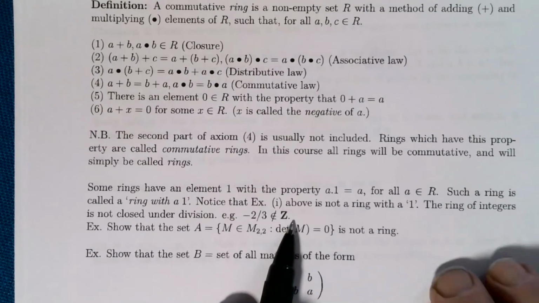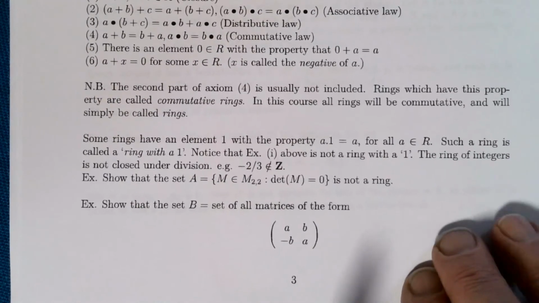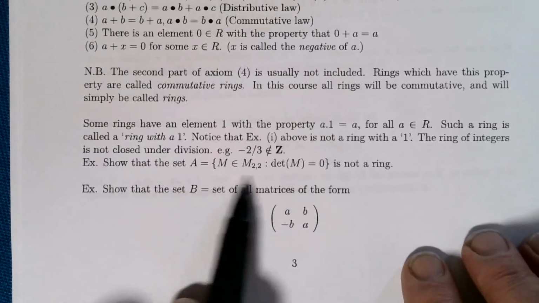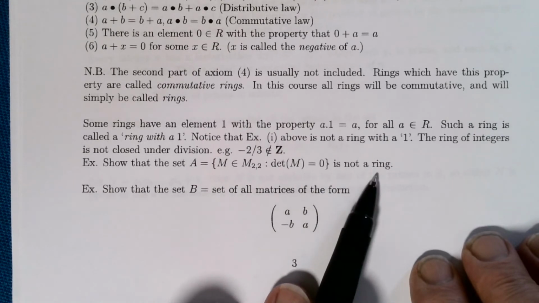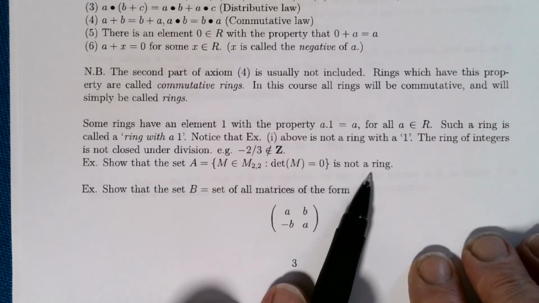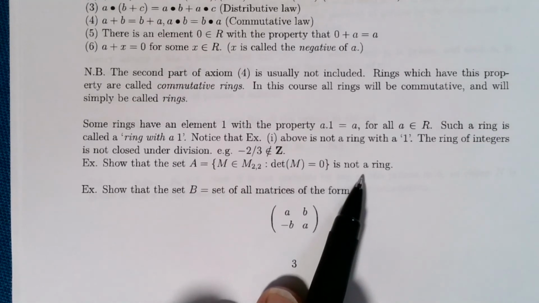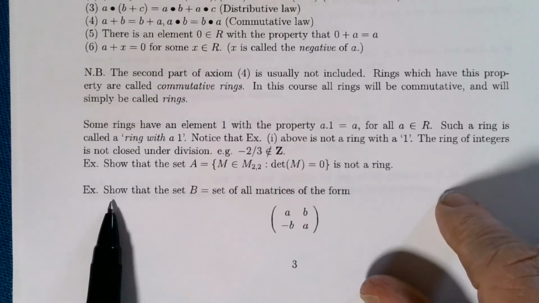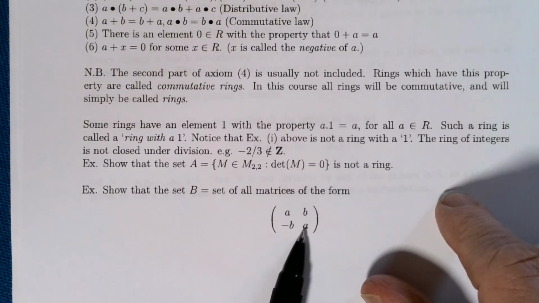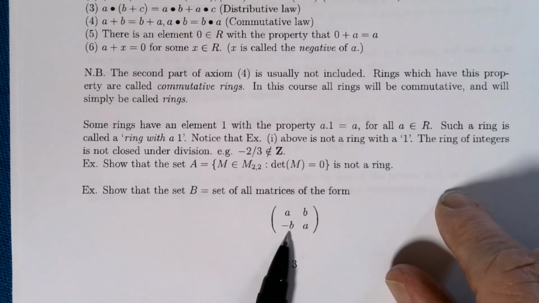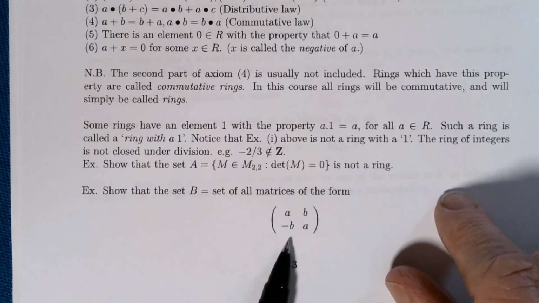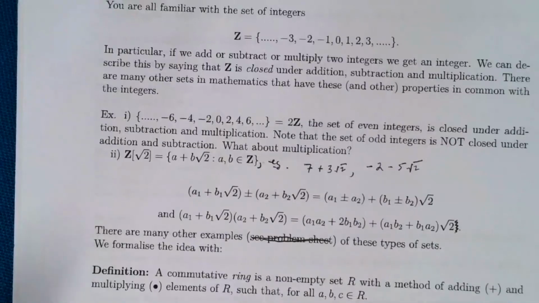A couple of other examples you might like to play with and check whether they are rings. We take the set A of all 2 by 2 matrices whose determinant is 0, then this is not a ring. You can find 2 matrices whose determinant is 0 and you can add them together and you find the determinant may not necessarily be 0. On the other hand, if we take the set of all matrices of this form, where we've got A and B and minus B, where A and B are just integers, or even just real numbers in fact, then such a set of matrices is an example of a ring.